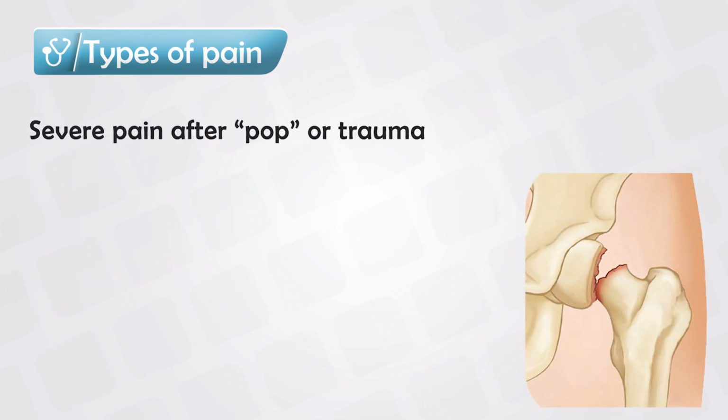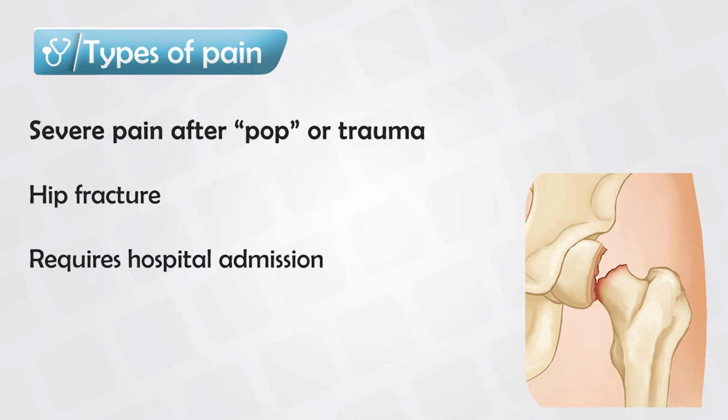If a patient had severe pain that started after having a pop sound or after having some trauma, this is most likely a hip fracture, and the pain can be very severe and associated with nausea or vomiting. Understandably, this will limit the patient's movement and they cannot walk, and of course they need to go to the hospital immediately.